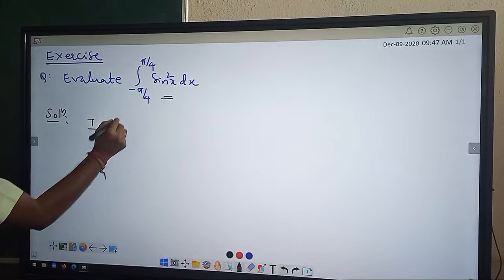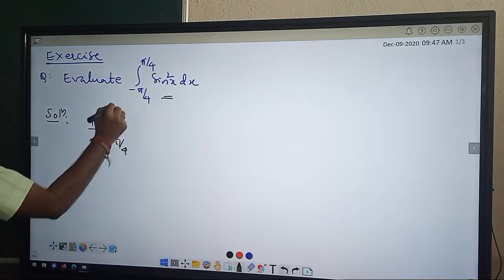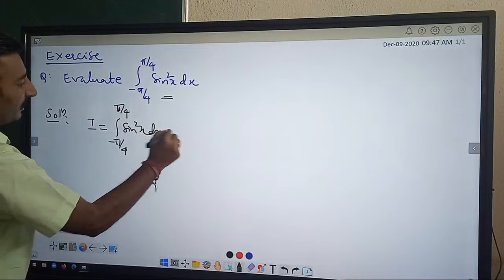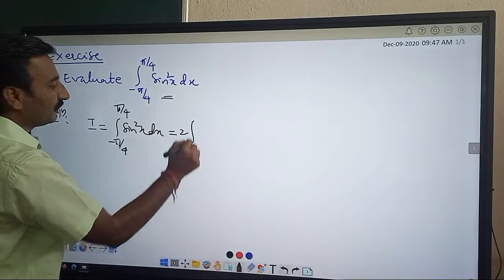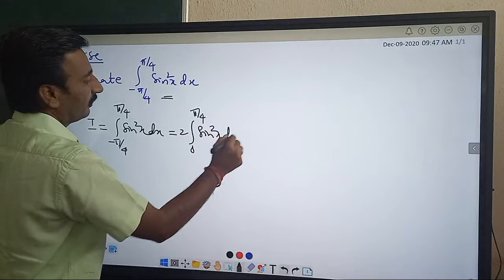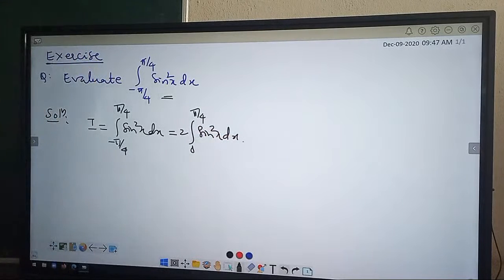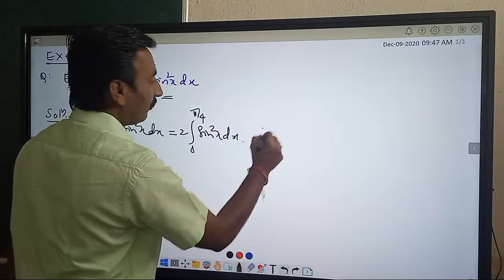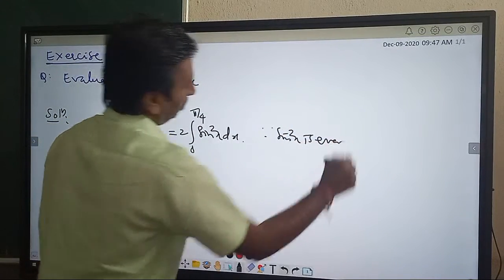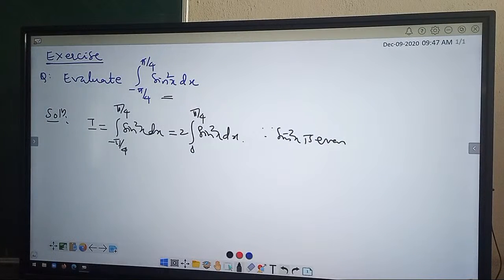I equals integral from minus pi by 4 to plus pi by 4 of sin square x dx. Can I write it as twice the integral from 0 to pi by 4 of sin square x dx? Why? Because sin square x is an even function. Correct?